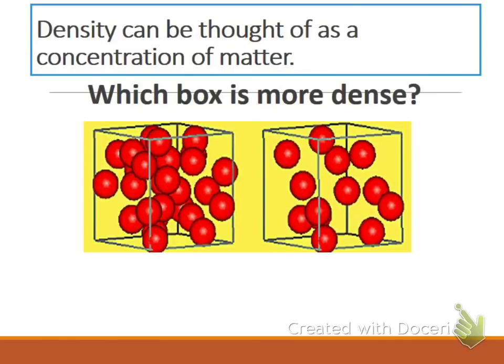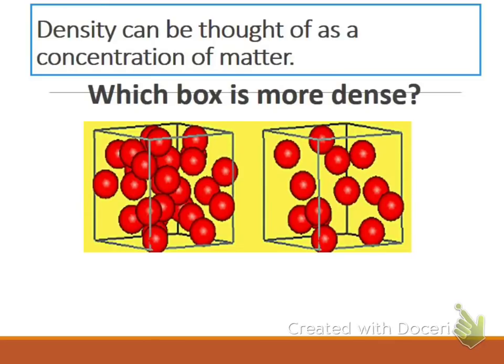Okay, when we're talking about density, we're talking about basically a concentration of matter. So the more concentrated or the more dense, you're going to have more particles per the same amount of space. So this is not a trick question. Which box has the most density? The first one, right? This one.